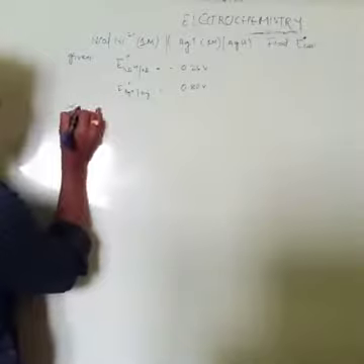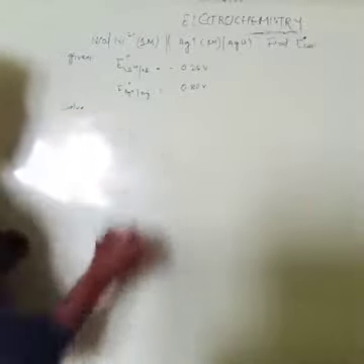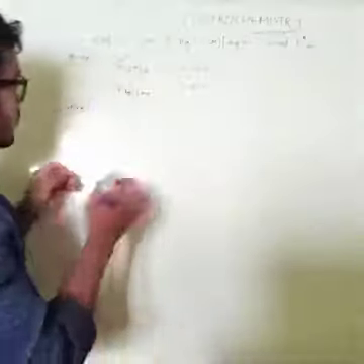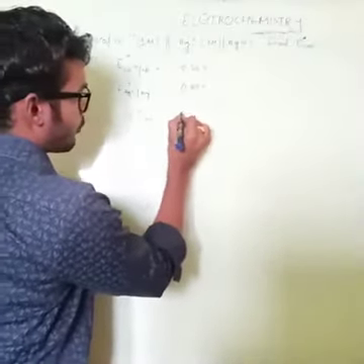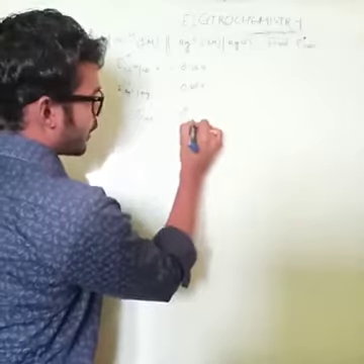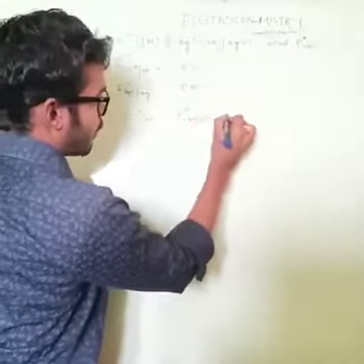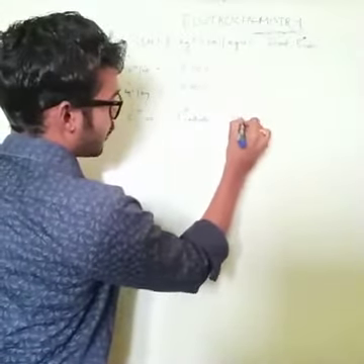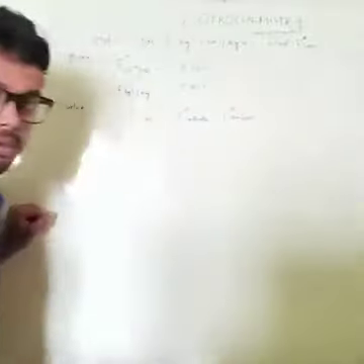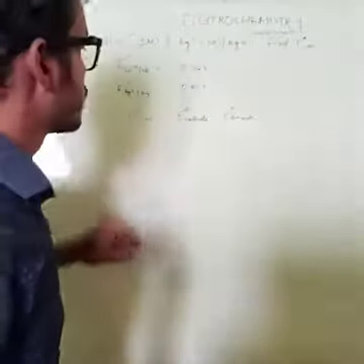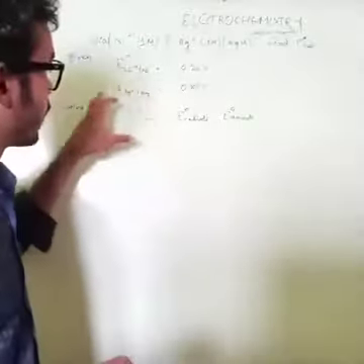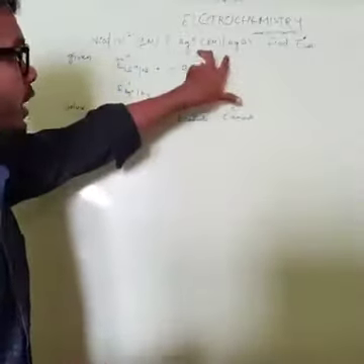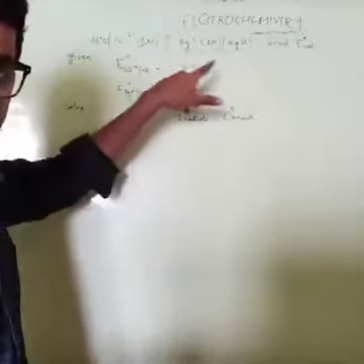How to solve? Pause it and solve this first. E naught cell equals E naught cathode minus E naught anode. Okay, so which one is E naught cathode, which one is E naught anode? So this is E naught cathode, this is E naught anode.